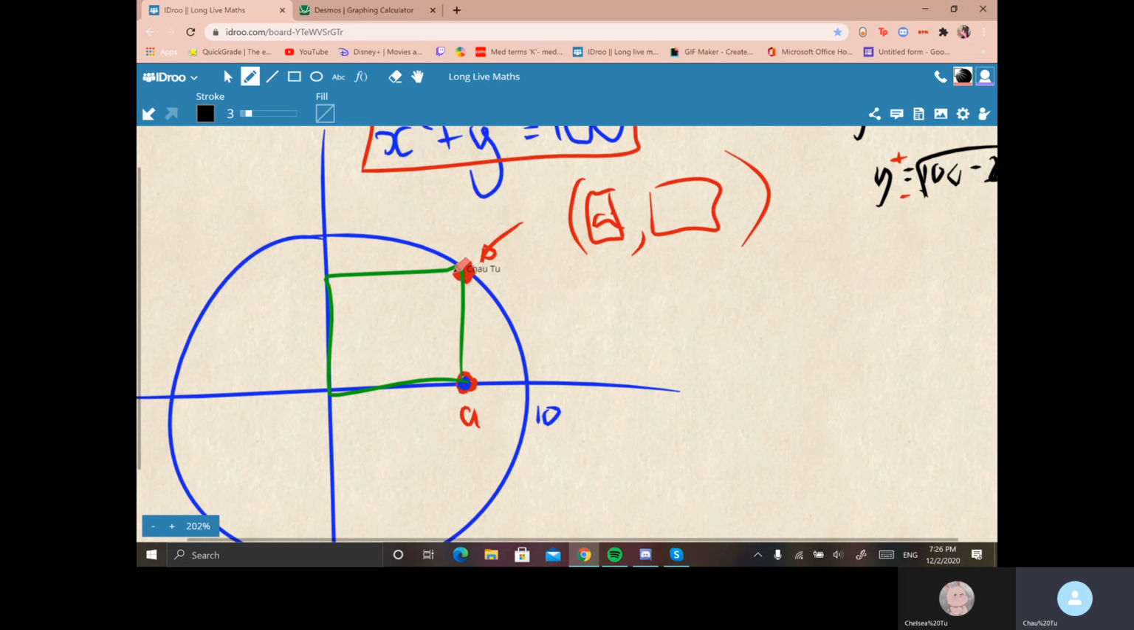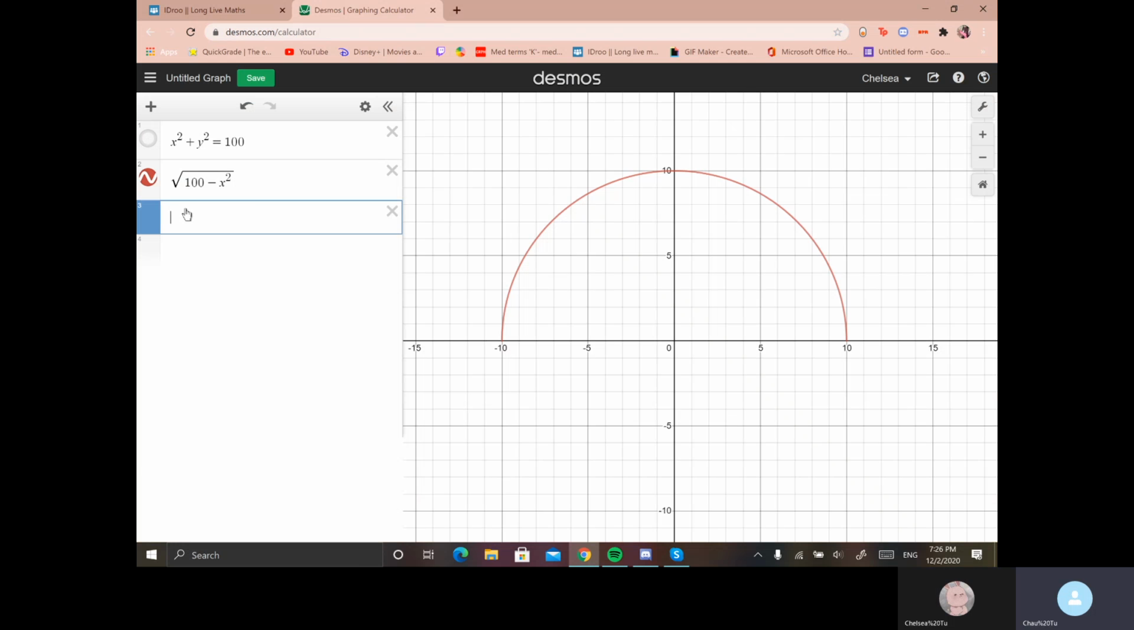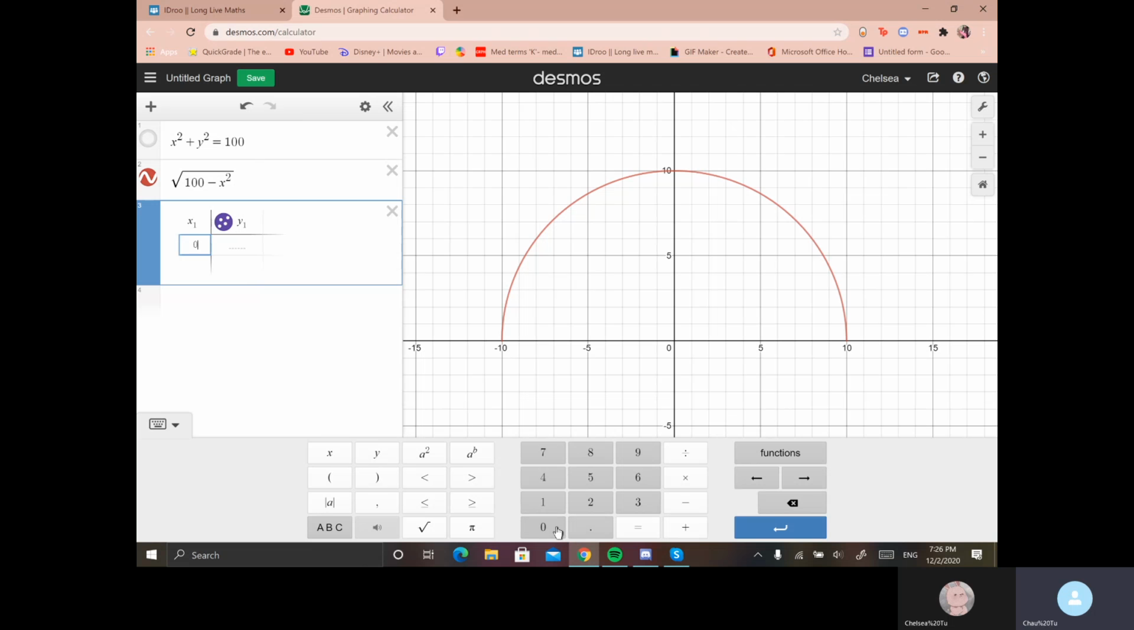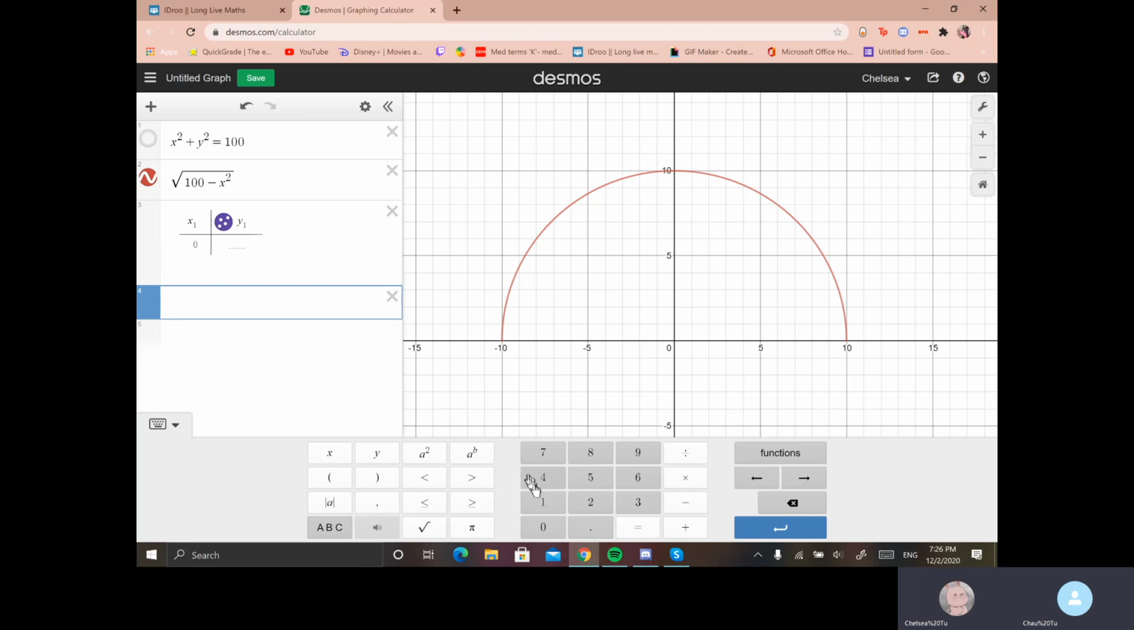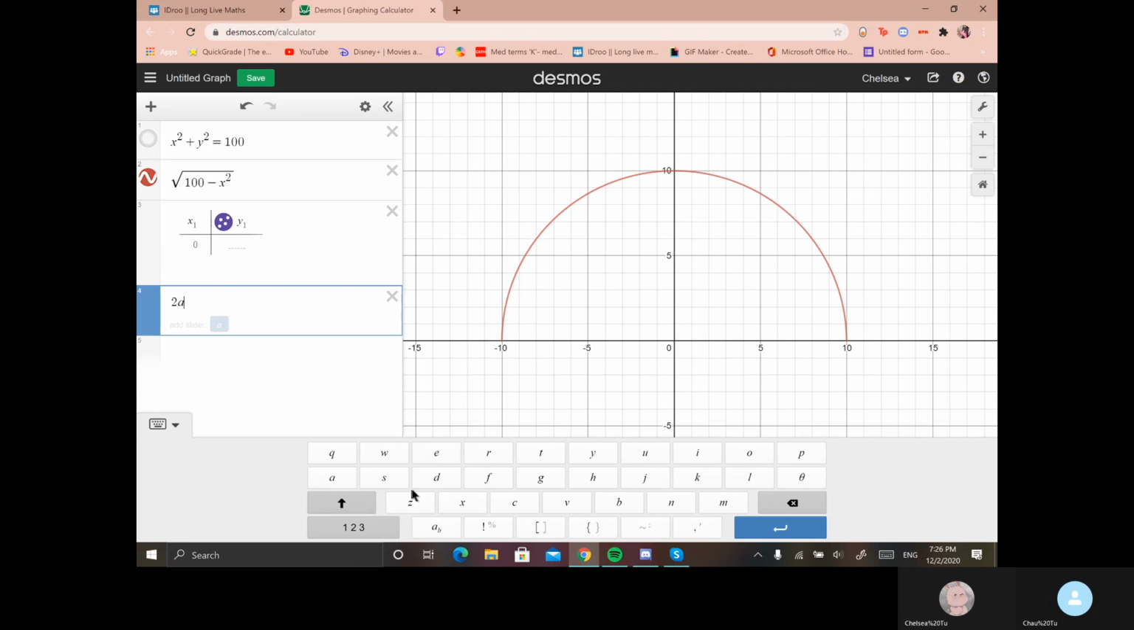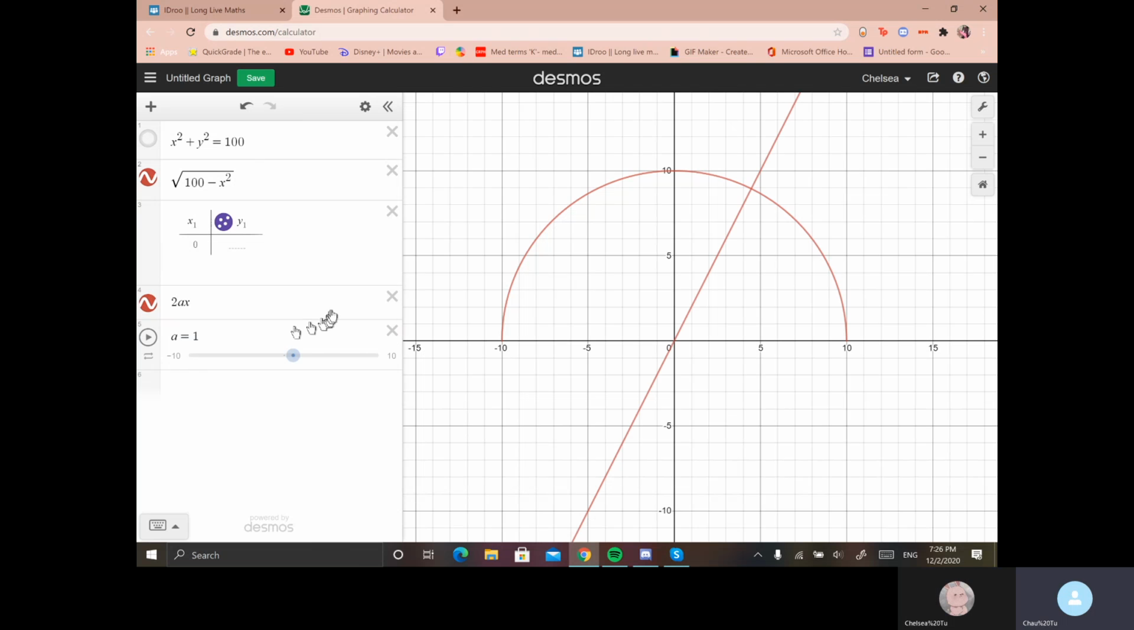Okay. Now I want you to draw this rectangle in decimals, so later on we can slide A back and forth. So you need to add your slider first. I don't think Desmos likes it when you start using A without defining it first. Punch in A.